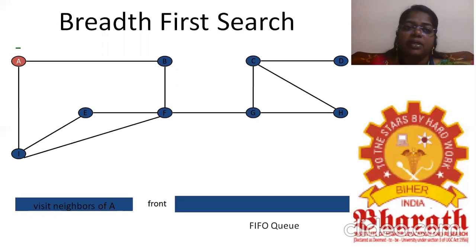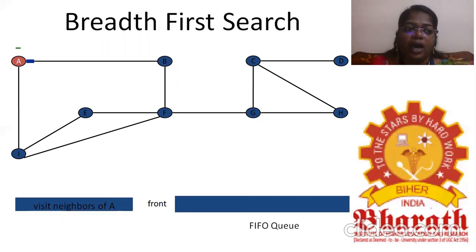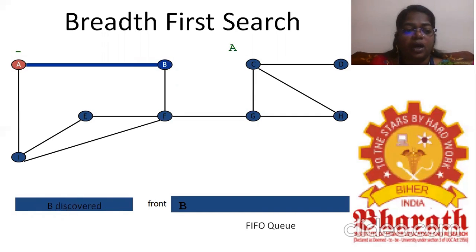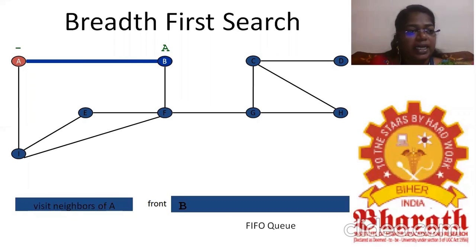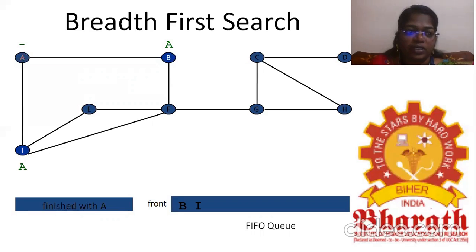What are the neighbors of A? Node B and node I. Node B is a neighbor of A, so we discovered B and we have to put B inside the FIFO queue. Next we visit the next neighbor node, that is I. We discovered I and put I inside the FIFO queue. Now what elements do we have inside the FIFO queue? We have node B and node I. Now we can mark node A as visited, that is finished. So now we move to the next node.